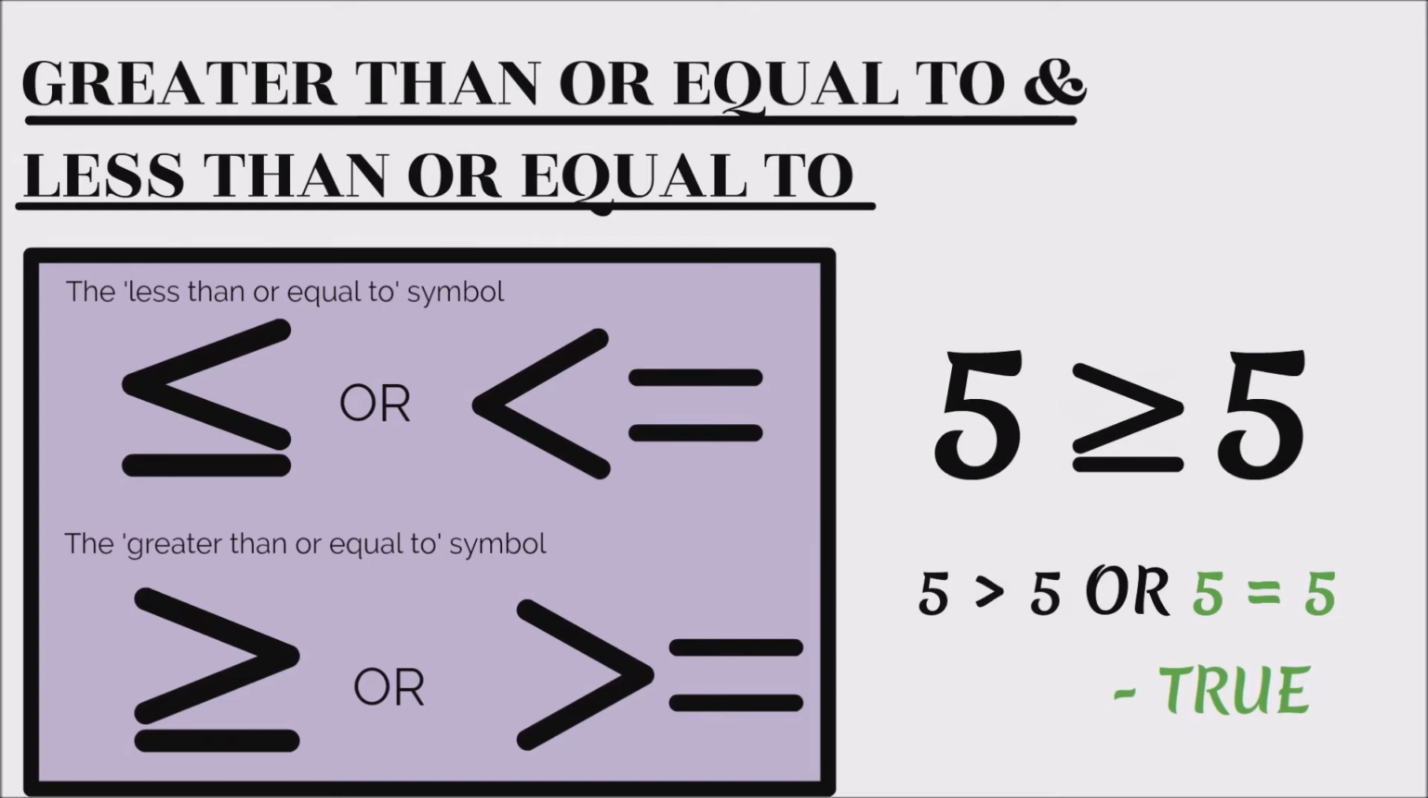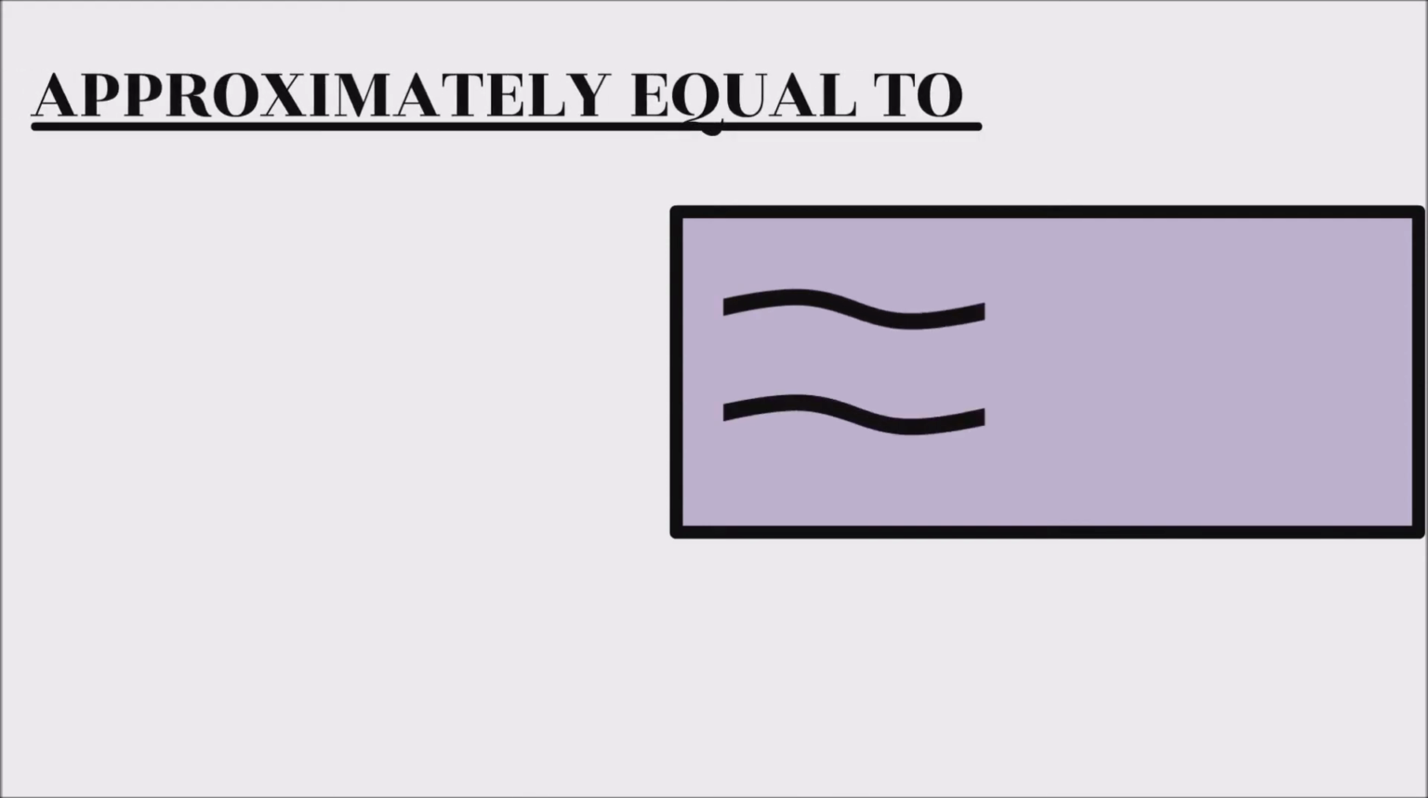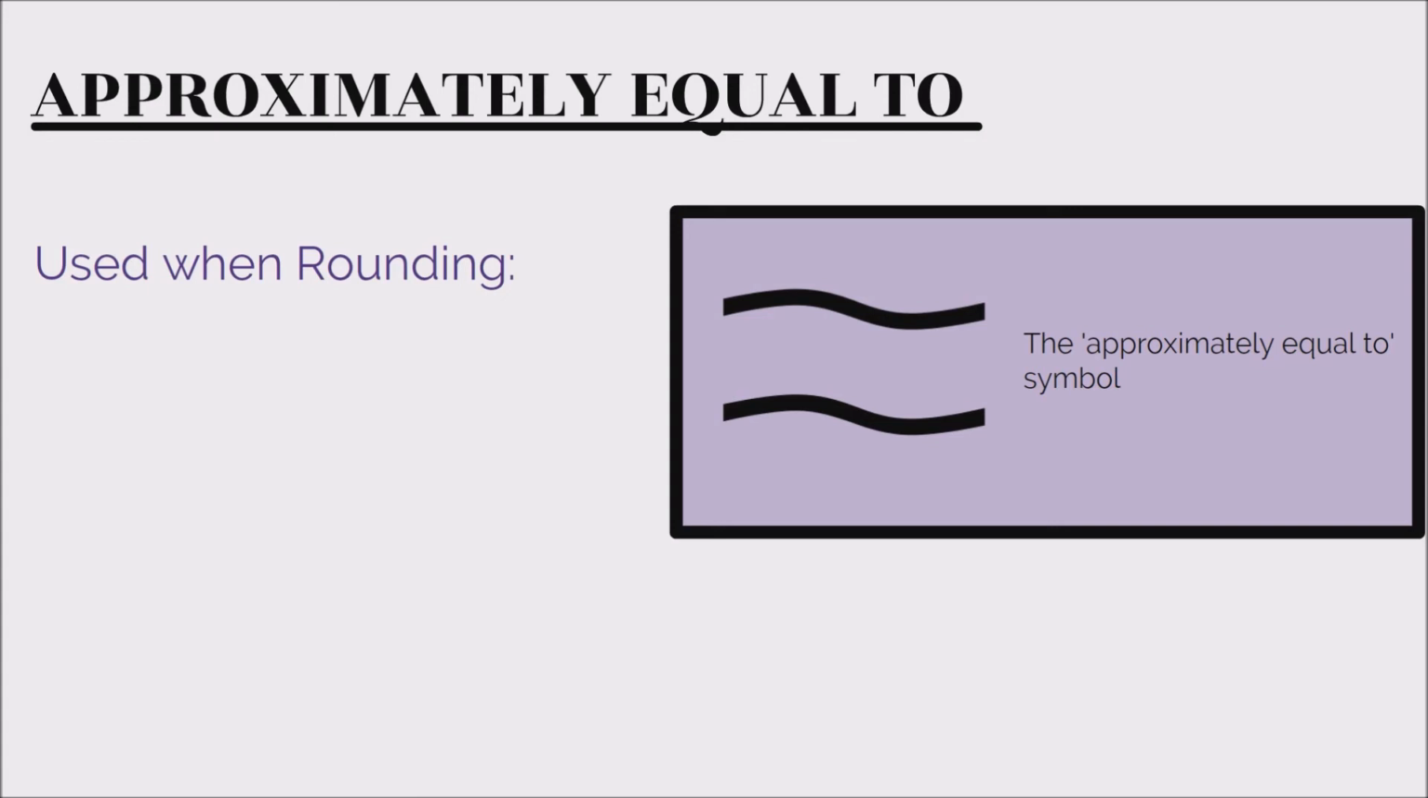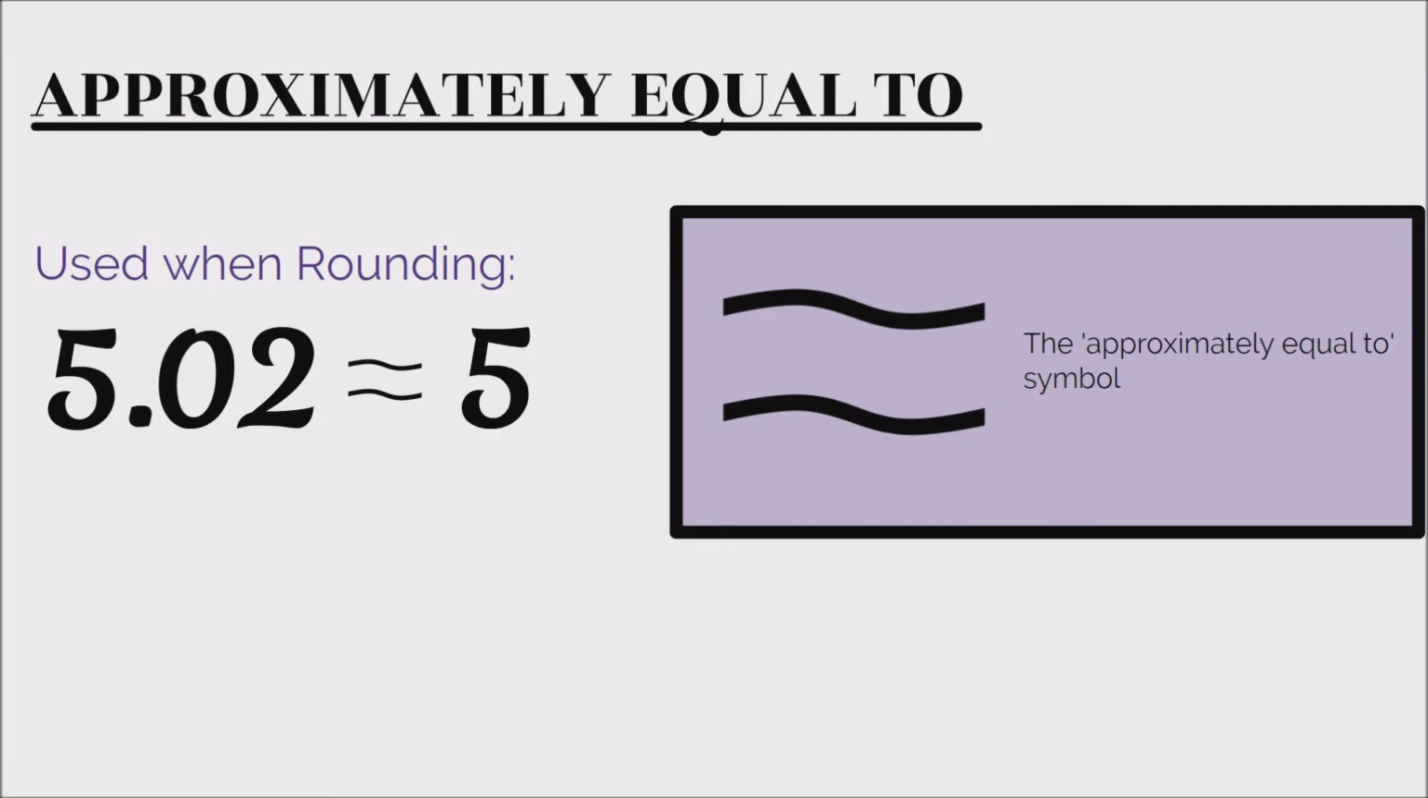Now before we go, I want to introduce you guys to another symbol, and it's this one right here. And this means approximately equal to or almost equal to. And it's used when both sides are very close to each other but not exactly equal. A very good example would be when we're rounding off numbers. We can say, for example, that 5.02 is approximately equal to 5 because 5.02 rounded off to the nearest one is 5.